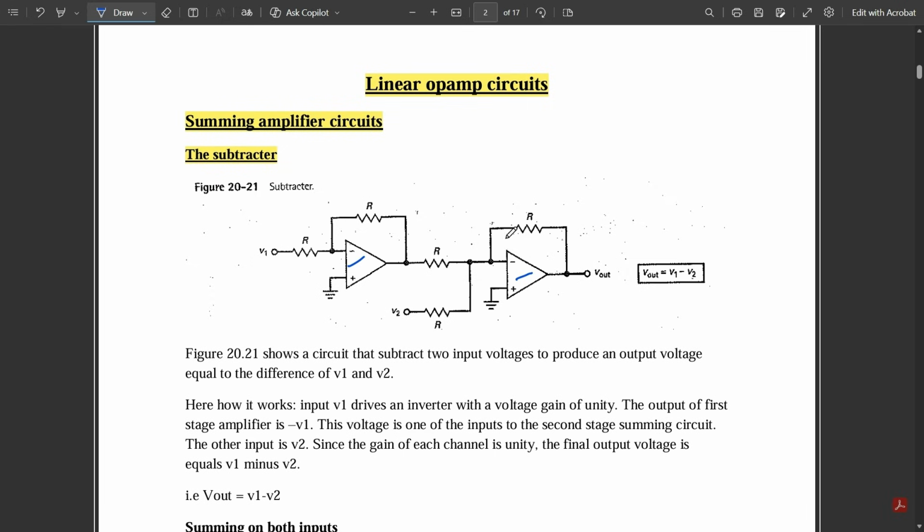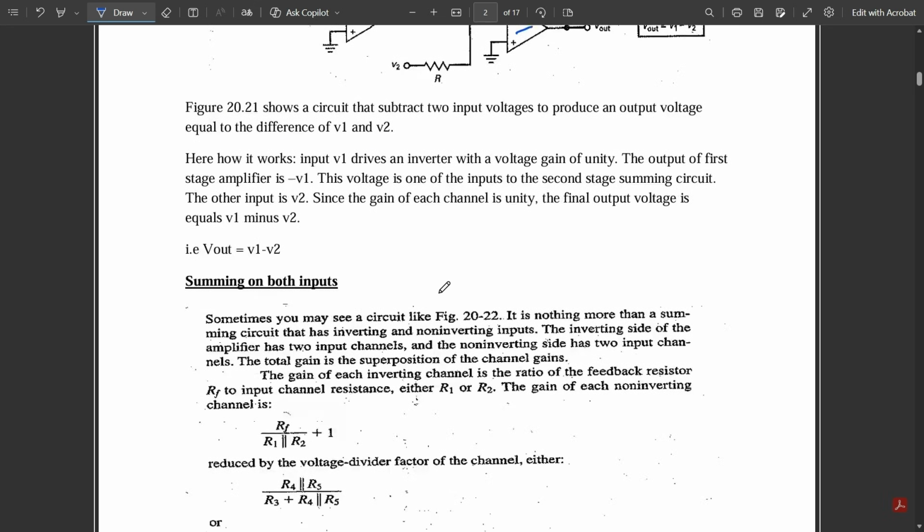Okay, so with respect to this, we have the output relation, that is V out is given by V1 minus V2. Okay, so this is the basic relation through which the summing amplifier is defined. This we have seen in the previous lower classes also, this relation. So this is just the relation which I wanted to brush up. Okay, now let us see.